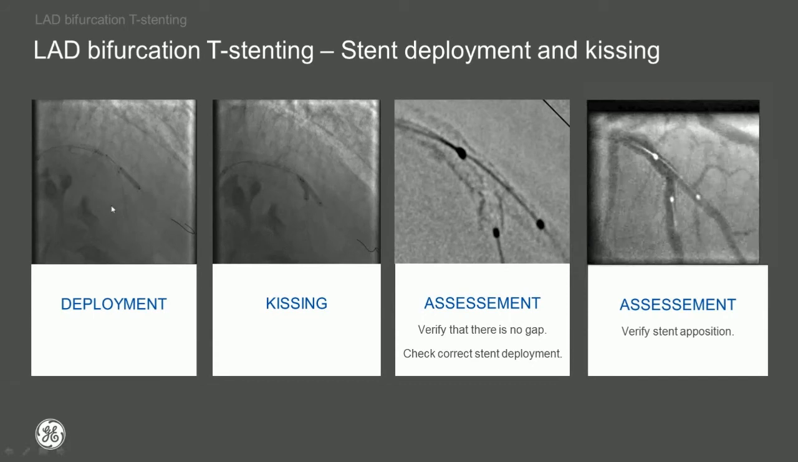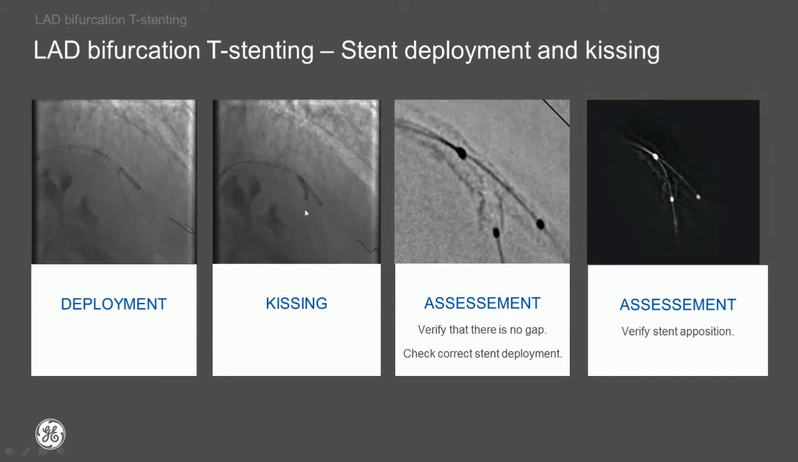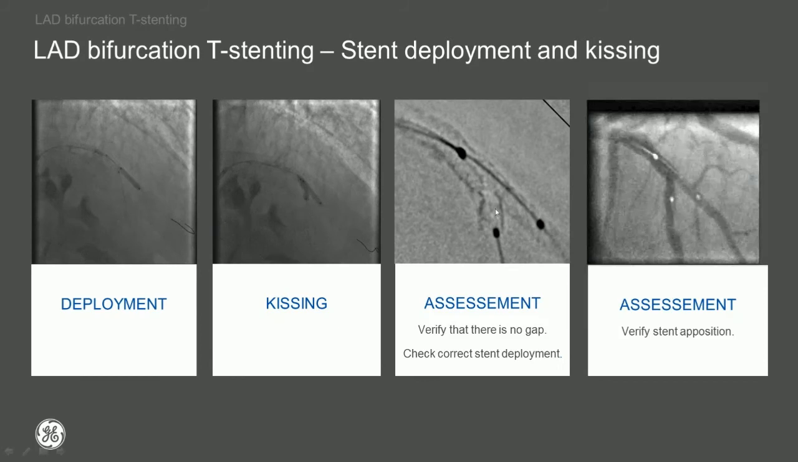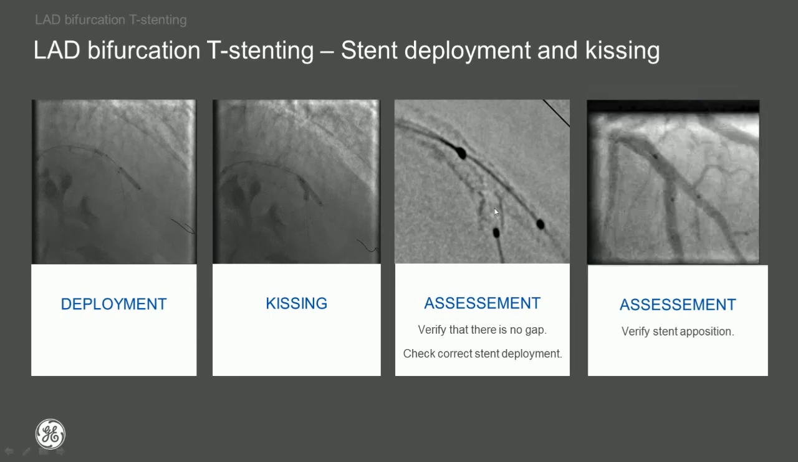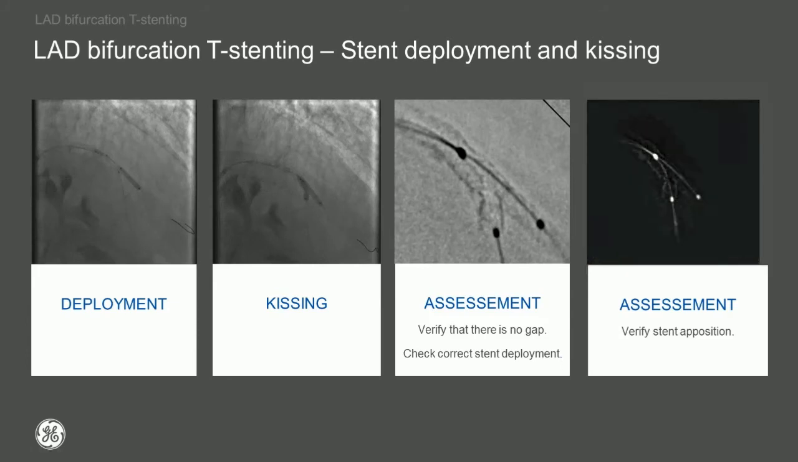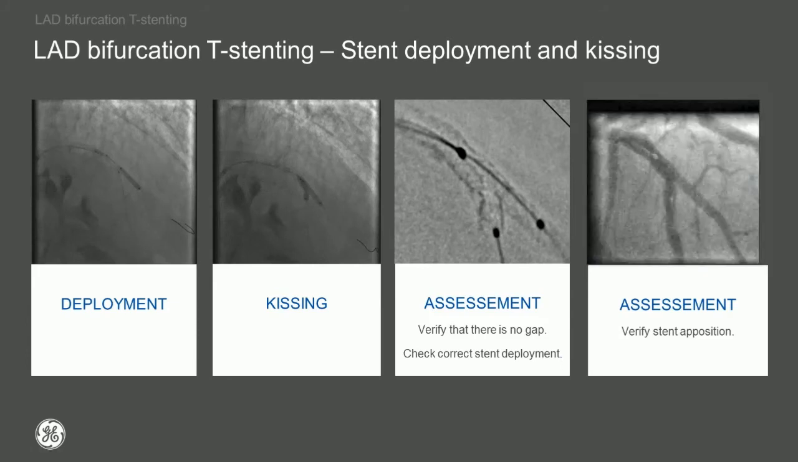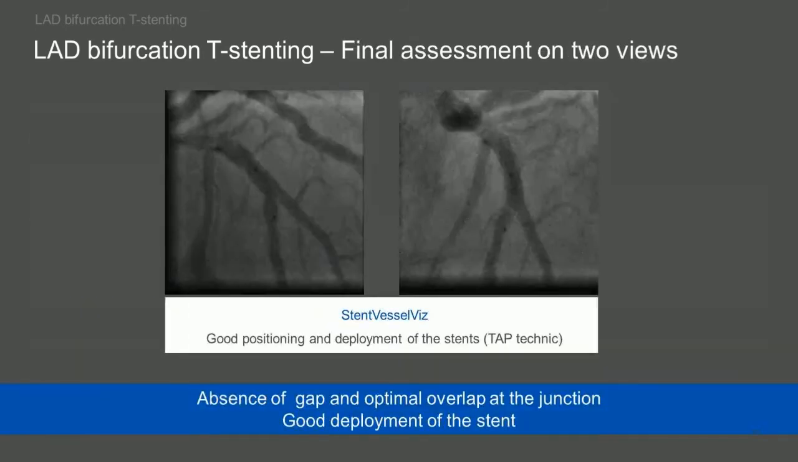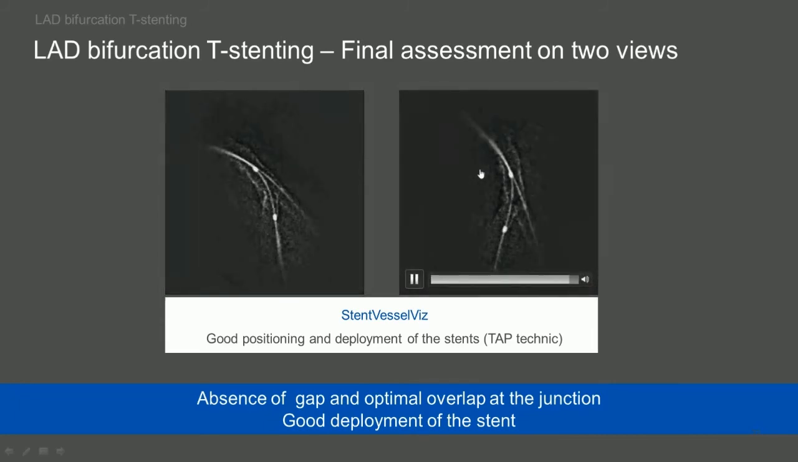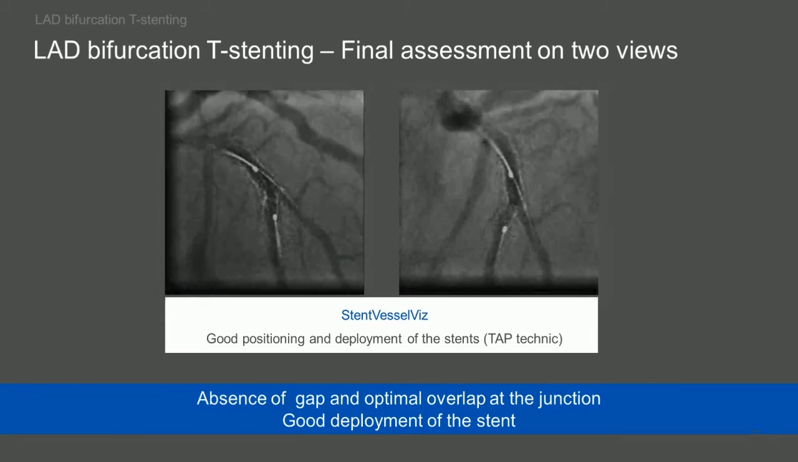So we deployed the stent, we did the kissing balloon, and then we assess the opening of the side branch. As you can see here with the stent vessel vis, we can clearly check the position of both stents and the opening of both stents in this bifurcation. Here we can see the bifurcation in two views with the stent vessel vis, with a good opening of the stents and a good position of both stents.